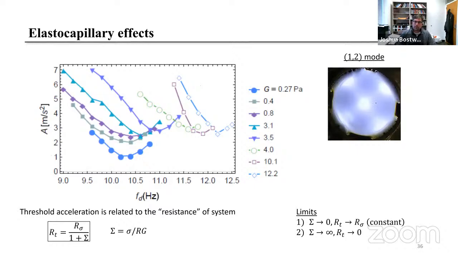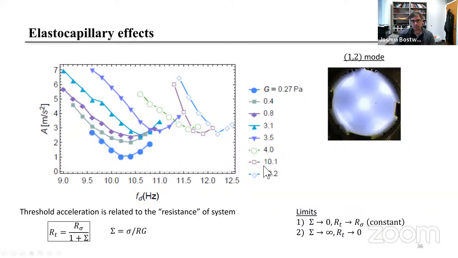So we're really interested in elastocapillary effects. What we can do is a set of controlled experiments where we focus on a single mode. In this case, we focus on the low frequency 1-2 mode and look at how the shape of that instability tongue changes with elasticity. On the left, I show you a series of Faraday wave tongues as they depend upon the shear modulus. For low shear modulus, G equal to 0.27 pascals, the frequency tongue looks like this.